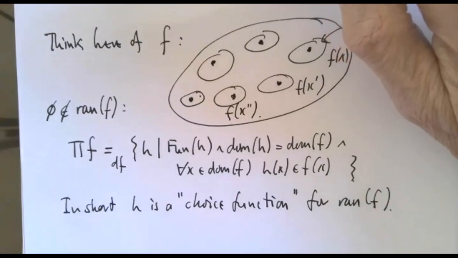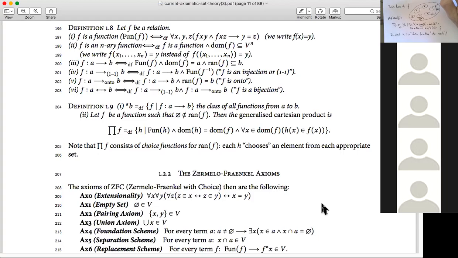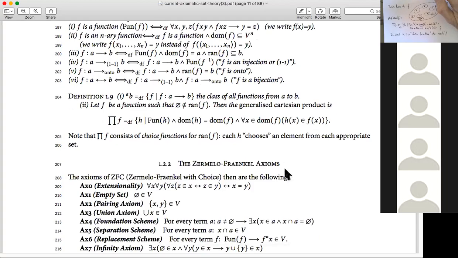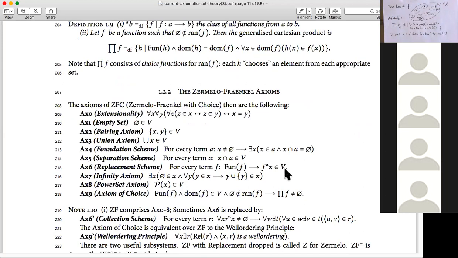Go back to the screen share again. Okay, so here are the axioms fully listed out. We've already discussed A0 up to A3. Since we just talked about Cartesian products, jump down to A9, the axiom of choice. Let's see what the axiom then says.